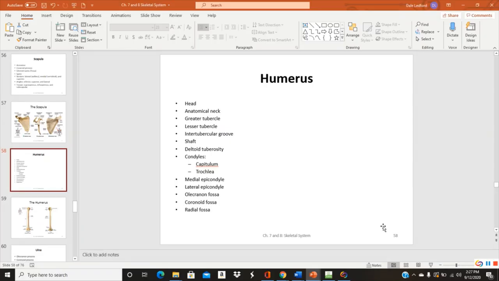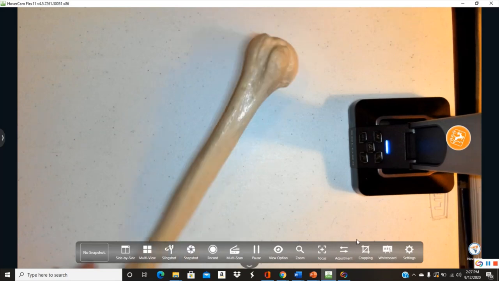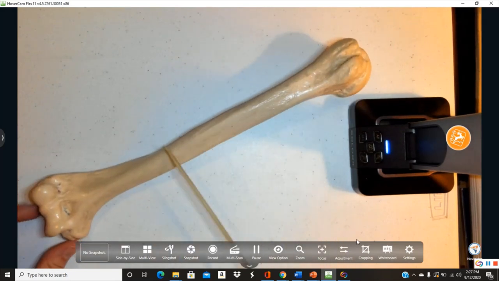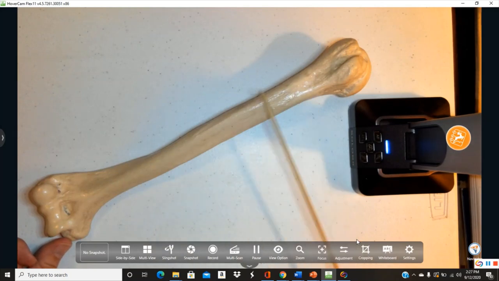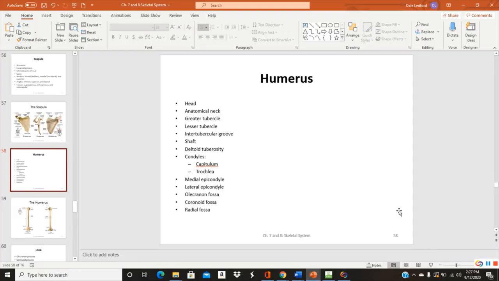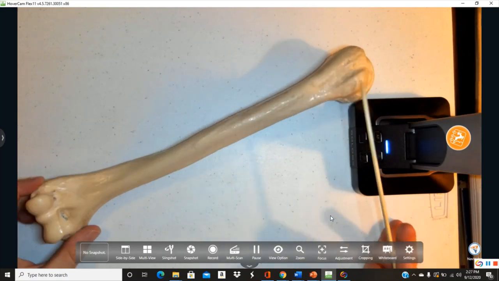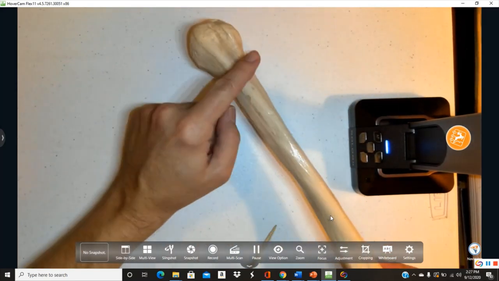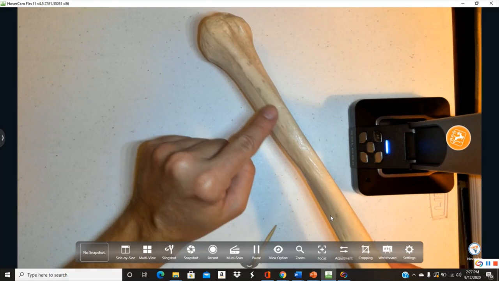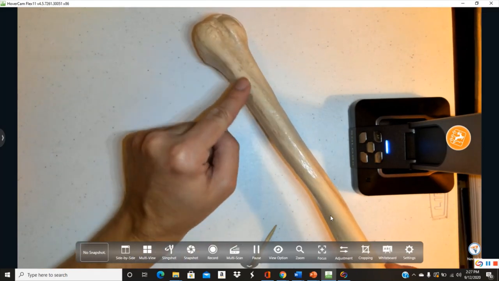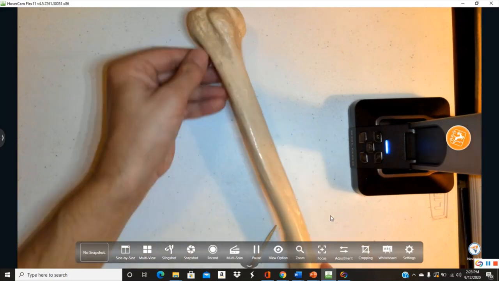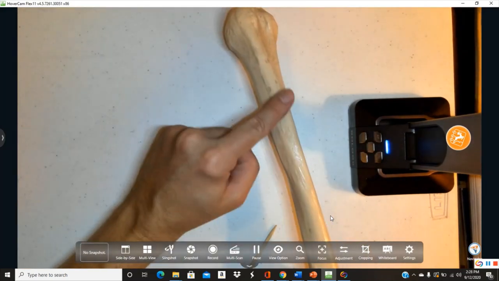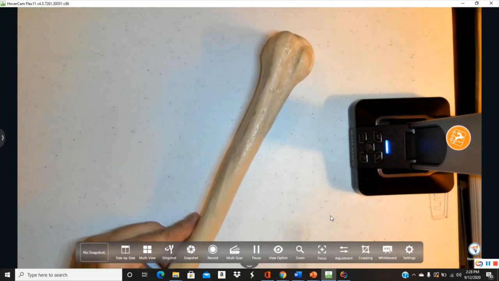All right, the shaft is pretty obvious on this bone. It is the long part found between the two ends, also called a diaphysis, referred to as the shaft. Now, on the shaft, on its more proximal part, we're going to find the deltoid tuberosity. To find the deltoid tuberosity, just come down from the greater tubercle, and right here you will find it. The deltoid tuberosity, the raised rough area just below your greater tubercle. Raised and rough where the deltoid muscle attaches.